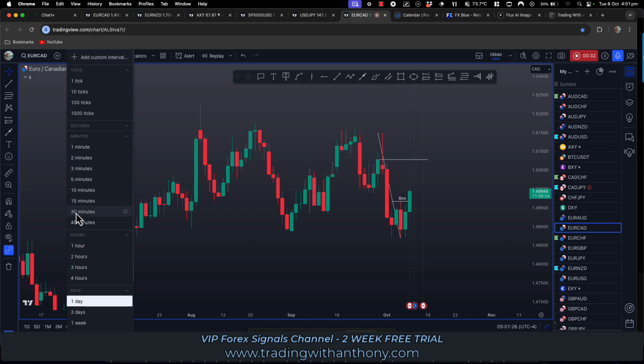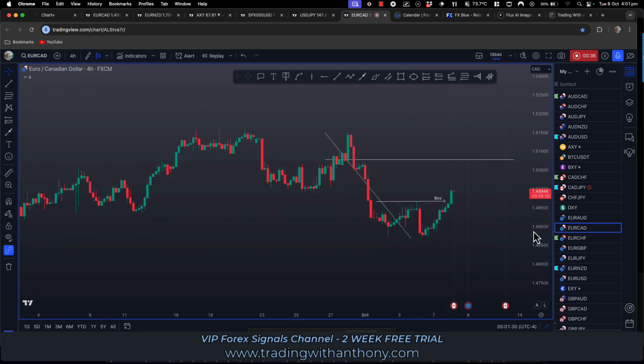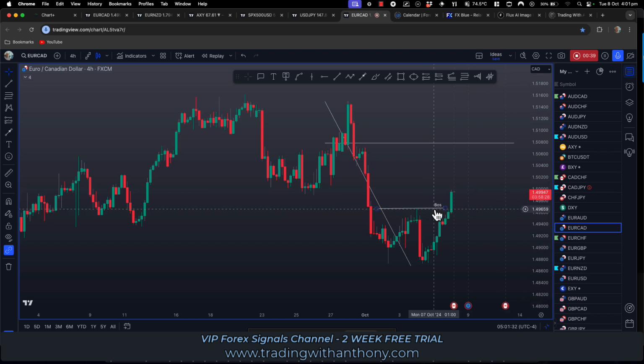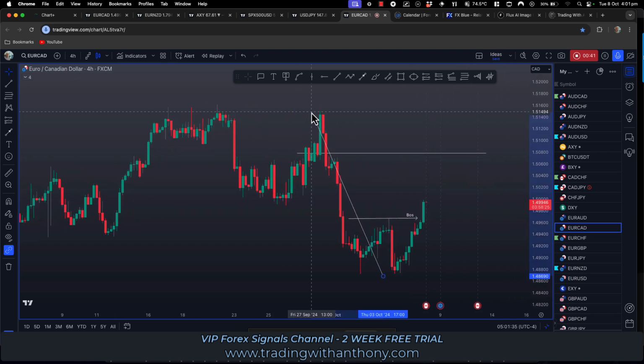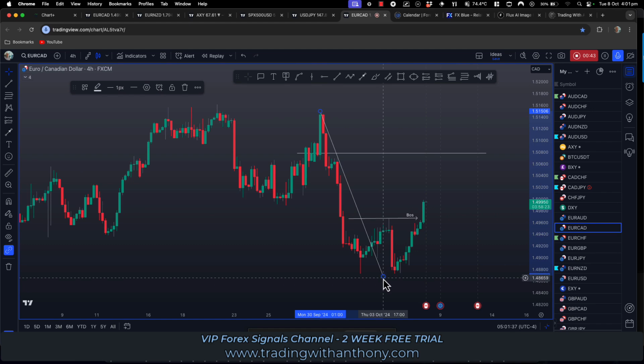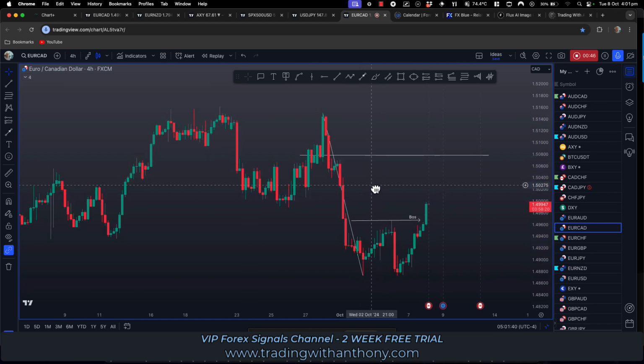Let's just have a look at it on the 4-hour time frame. So we've got this break on the 4-hour, as you can see. This is the range that I'm interested in, the trading range at the moment. So we can just mark that up, and a target here.